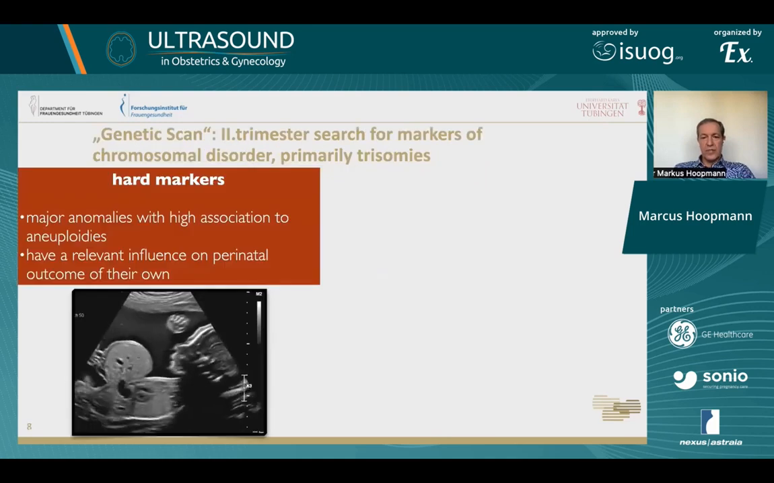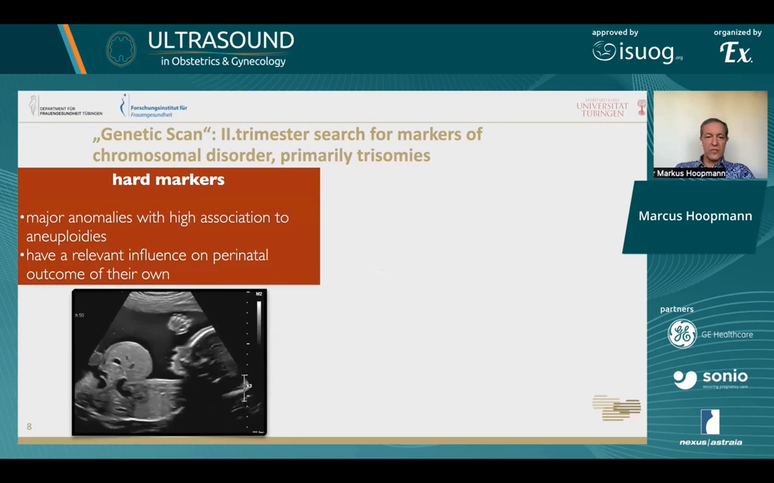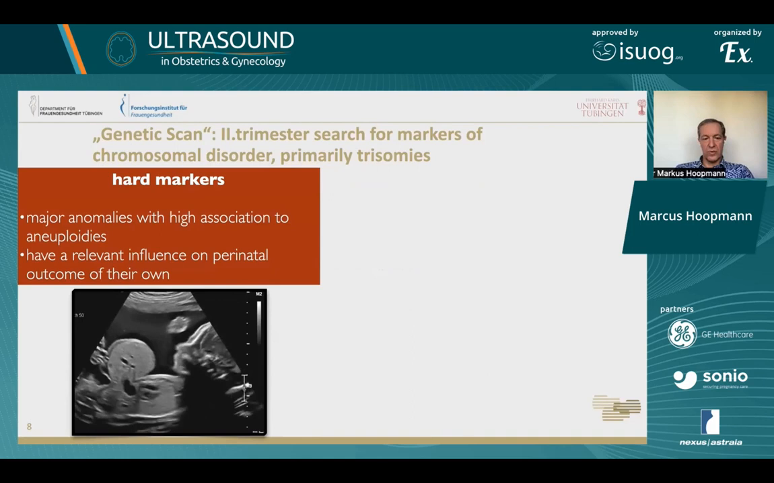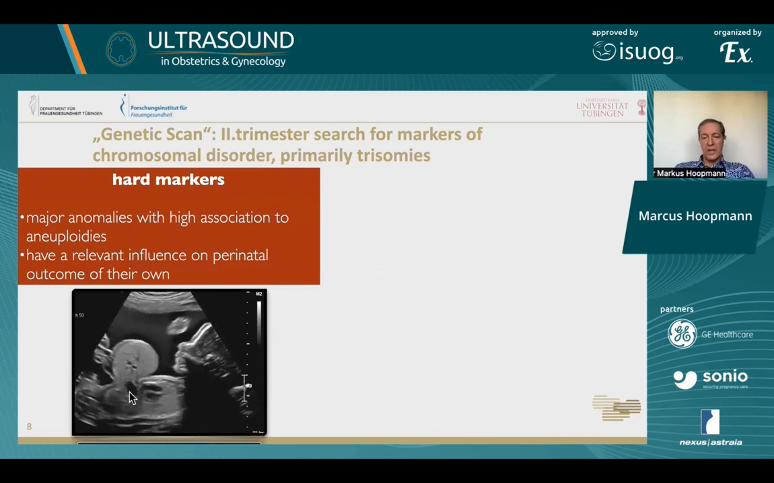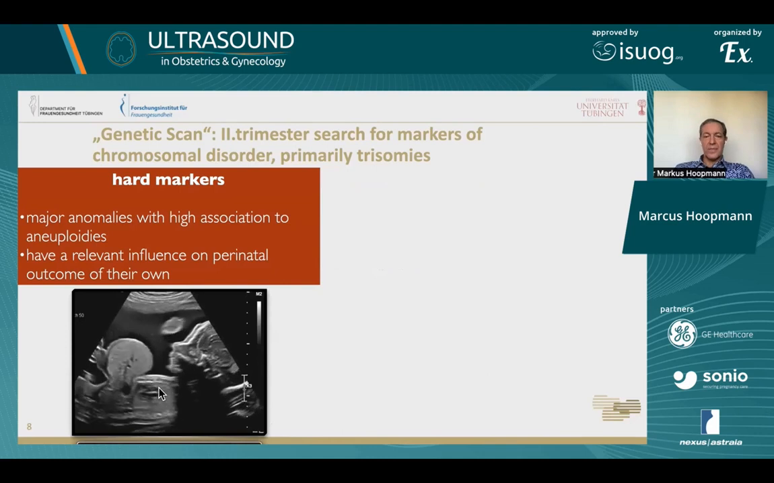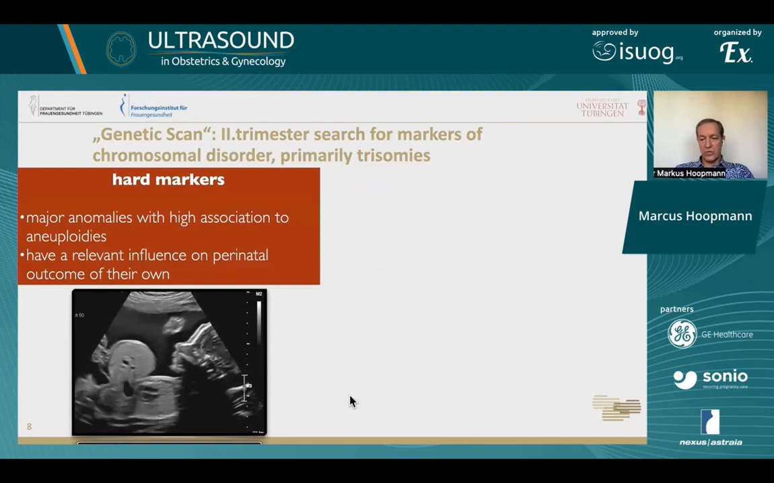And we have to differentiate between hard markers and soft markers. Yeah? And the search of these markers is a genetic scan. And hard markers are major anomalies with a high association to aneuploidies, and they have a relevant influence on perinatal outcome of their own. One example is this omphalocele. You know, this has a high association with trisomy 18. In contrast, gastroschisis doesn't have a relation to chromosomal aberration.